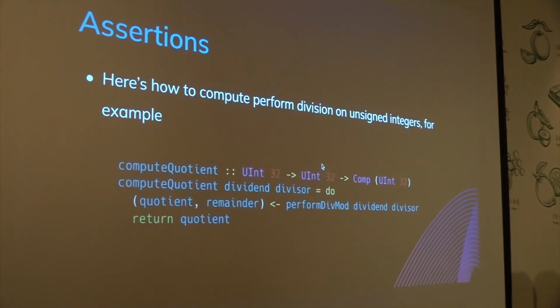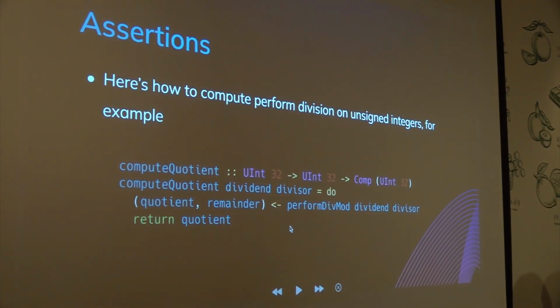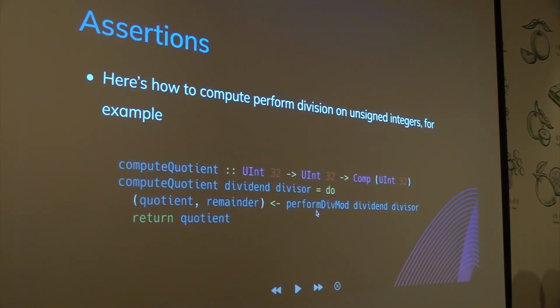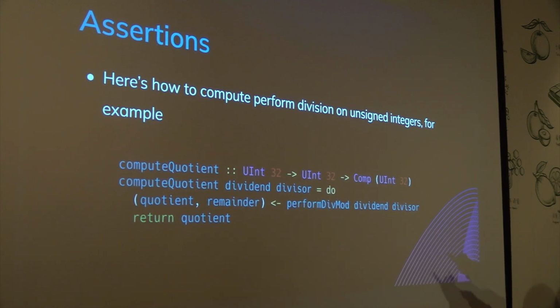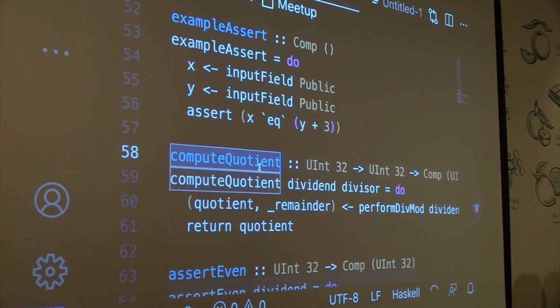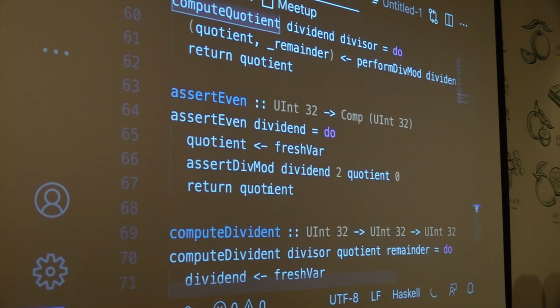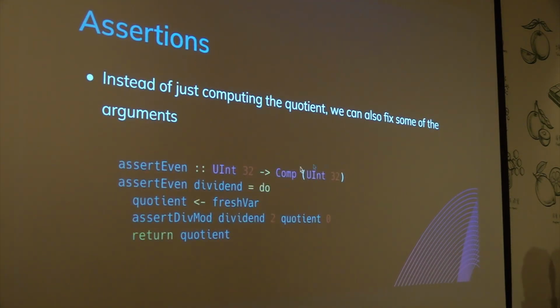Another kind of assertion we can do in Keelung is the relation between unsigned integers. We can perform division or modulo by asserting that this kind of relation holds. So if we multiply the divisor with the quotient and add the remainder, we should get the dividend.